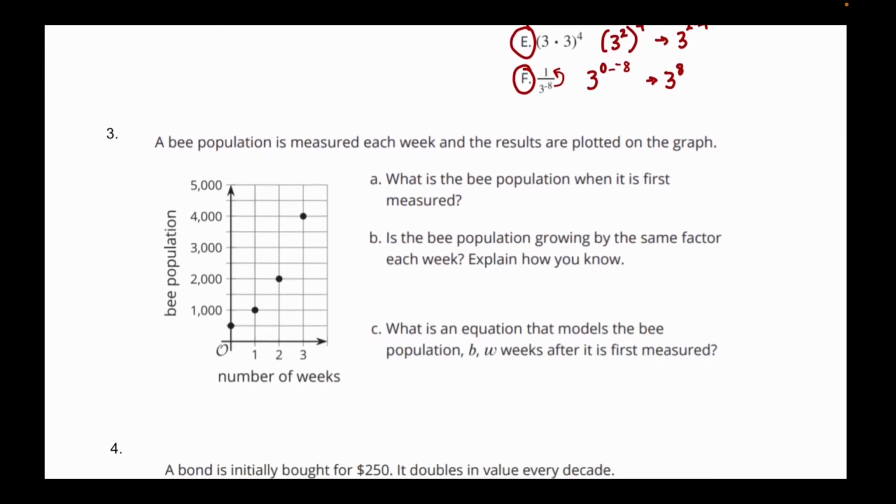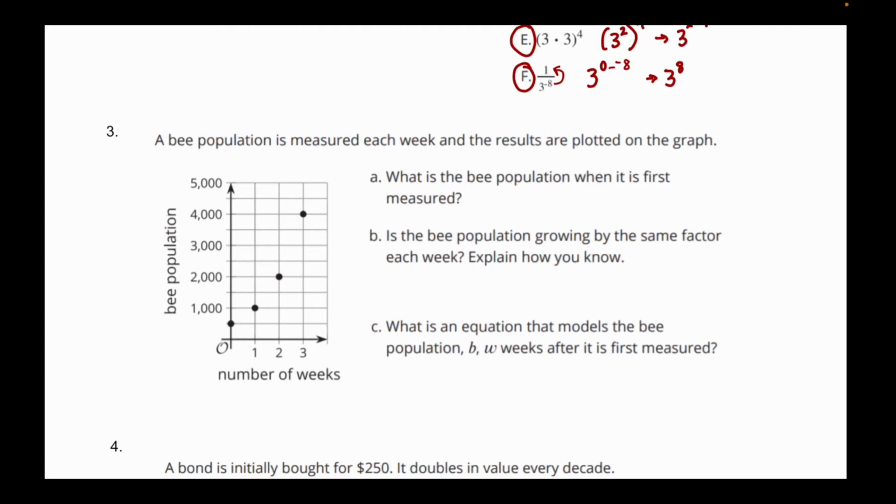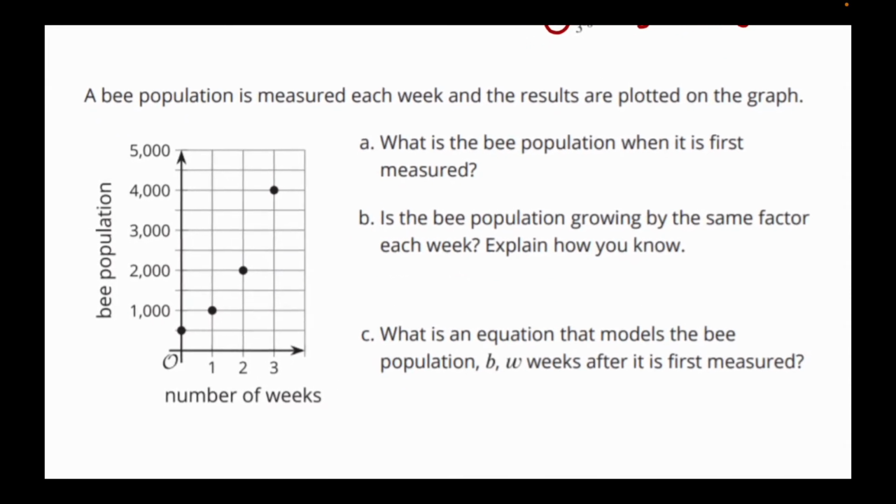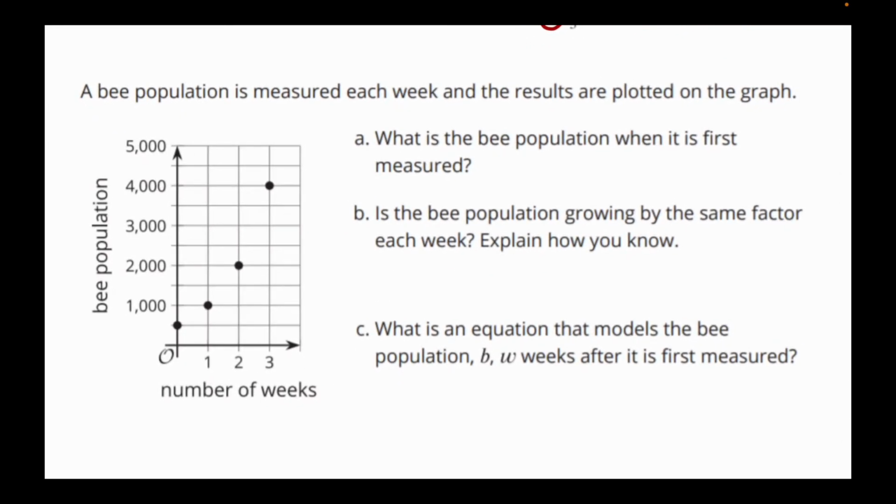Moving to question 3, we have a bee population, and it's measured each week, and the results are plotted on this graph. So the first question is, what is the bee population when it is first measured? And so for us, that is this right here. It is our vertical intercept. And the vertical intercept is our initial value. And here it looks like it is 500. So I'm going to just write 500.